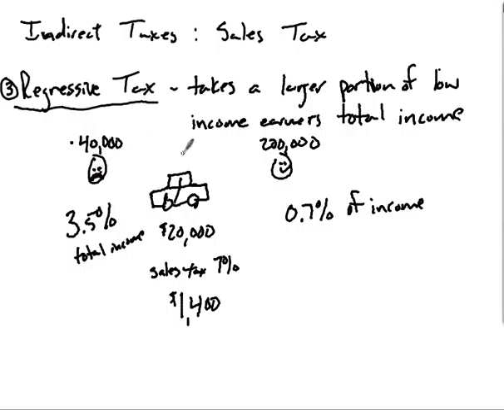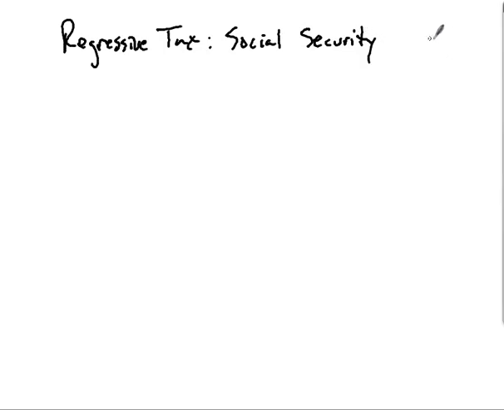All right, now the other tax that I want to show you that's a regressive tax is Social Security. Everybody's got to pay it. All right, so it is a direct tax. They take it out of your paycheck. And so here's how the Social Security system works. Let's take these 2 people again. The person there, they're earning $40,000, and this person over here, they're earning $200,000.